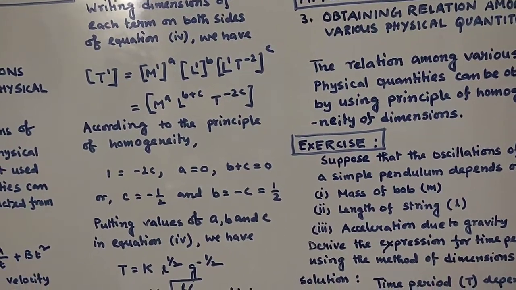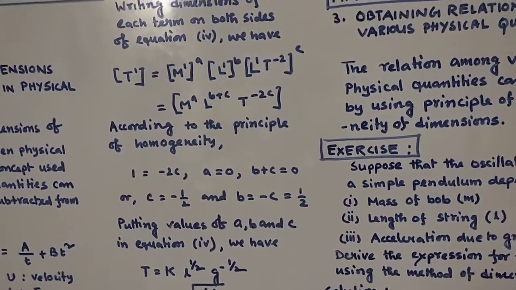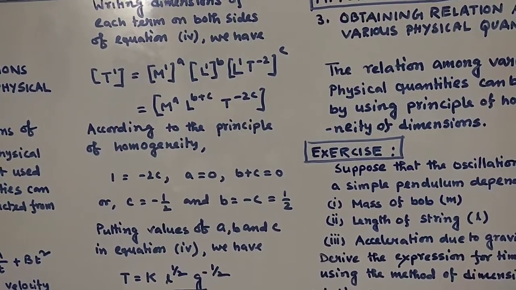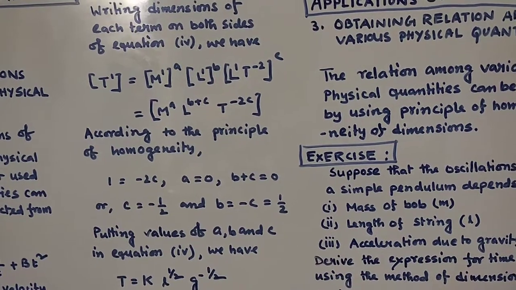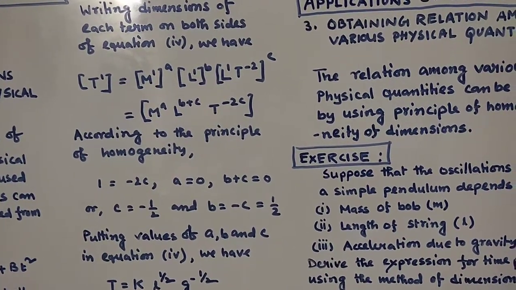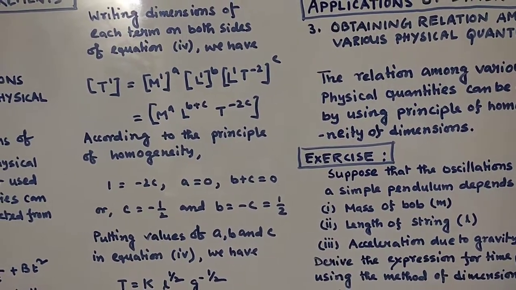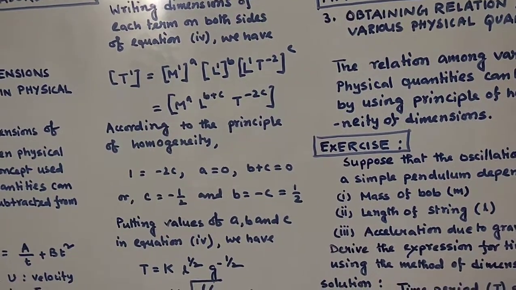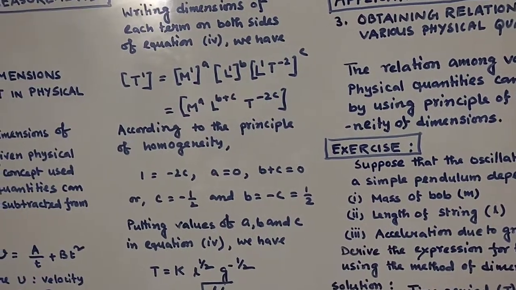So M here has only one term, M to the power a, L to the power b as well as c. So b plus c exponents get added in case of product, and T to the power minus 2c. Now according to the principle of homogeneity, what homogeneity says is that the dimensions are identical, no?